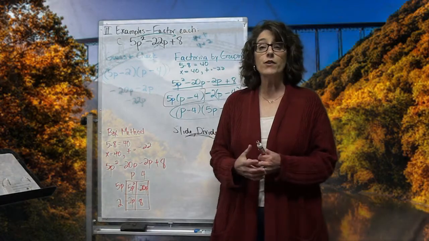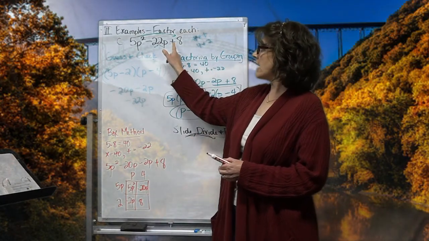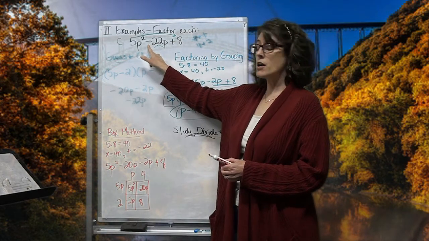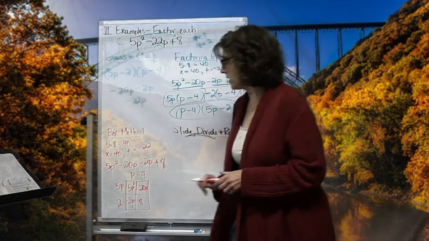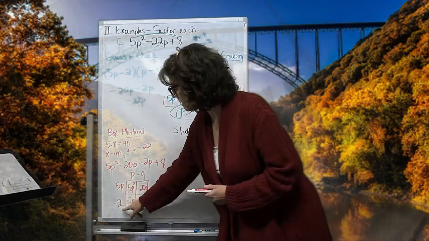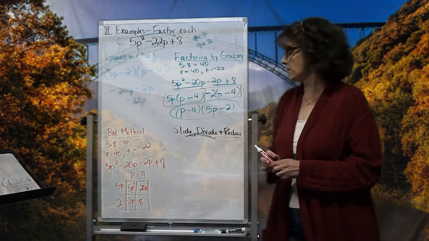Now again, if it's a little confusing as to do I take the negative out or not, just remember, same sign, both minus. So that tells me, oh yes, let's take that negative out with here, let's take that negative out with here, so that I can get my 5p minus 2, like you see right here, and my p minus 4, like I see right there.